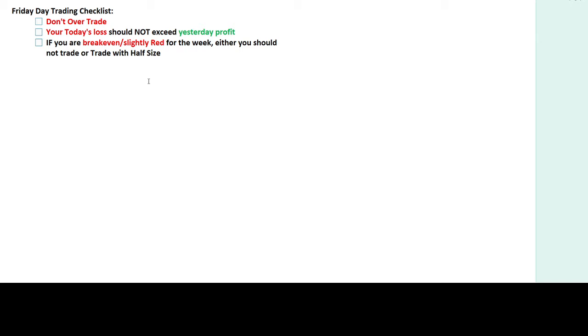You should make sure that today's loss does not exceed your yesterday's profit, or at least half of your yesterday's profit. And if you are break even for the week or slightly red for the week, then either you should not trade today or trade with half size, so that you do not go into revenge trading mode.